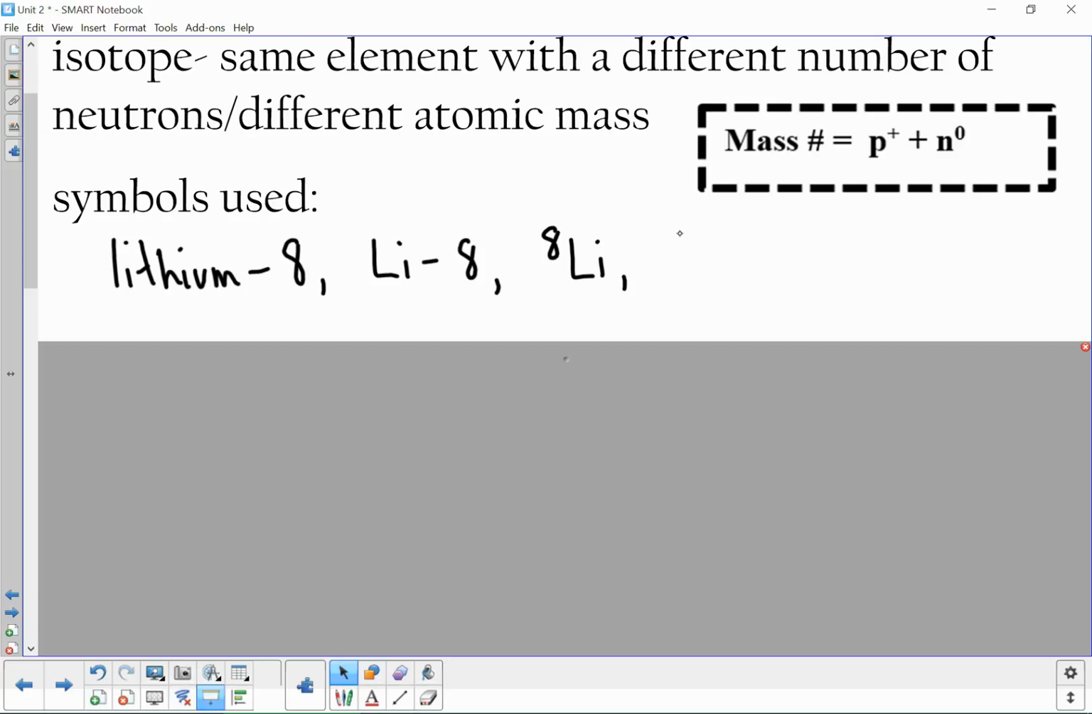The last symbol that you'll see is lithium 8 like this, but if we add the little 3 underneath it, that refers to the number of protons in an atom. This 3 isn't always written because it comes from the periodic table, and so if it's not there, you can just look it up.